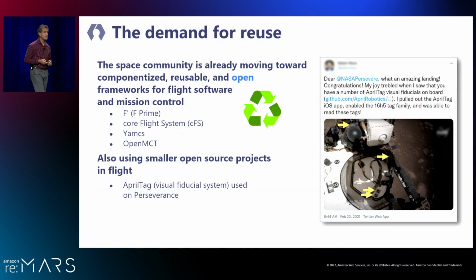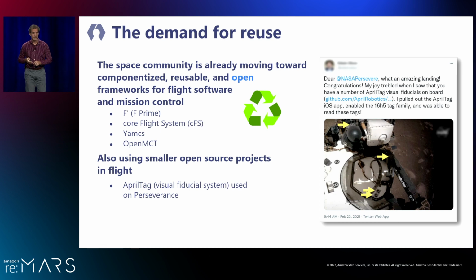And in fact, the space community is already moving towards componentized, reusable, and open frameworks for flight software missions and mission control systems. So there's a couple flight systems. One's F prime, another is CFS, the core flight system. These are both open source, and they're from NASA. And there's a couple mission control systems. One's called YAMS, another's OpenMCT.